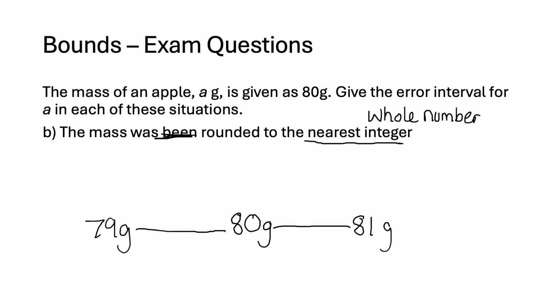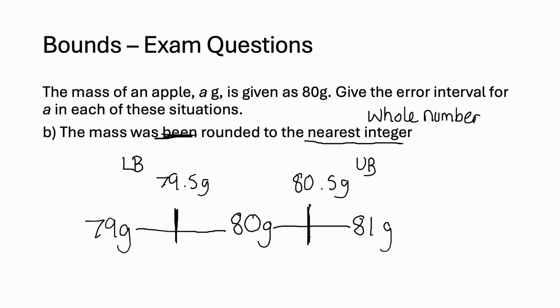To work out our upper bound, we work out what is halfway in between here, which is going to be 80.5 grams. That's our upper bound. Then for our lower bound, we work out what is between 79 grams and 80 grams in the middle, which is 79.5 grams. That is our lower bound.